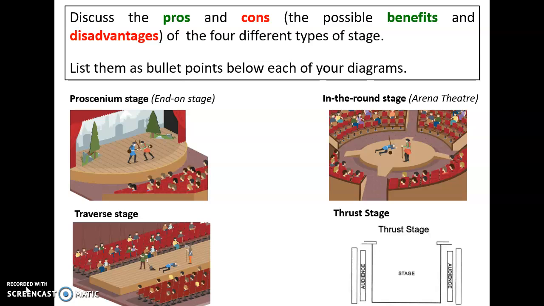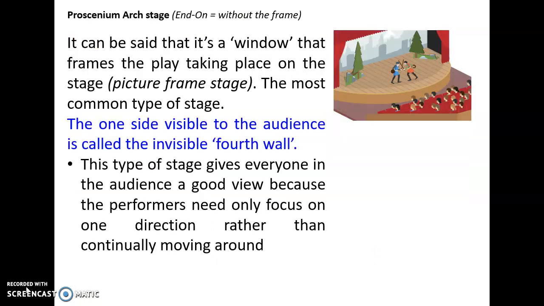Okay, so now I'm going to go through a couple for each type of staging so you can have a little look and see whether you're right. So a proscenium arch. It can act like a window. It's like a window frame having a look at the stage. It's the most common type of staging. It has an invisible fourth wall. So quite often you can go and see a very naturalistic performance, and it can make it look like you are just looking into somebody's world.